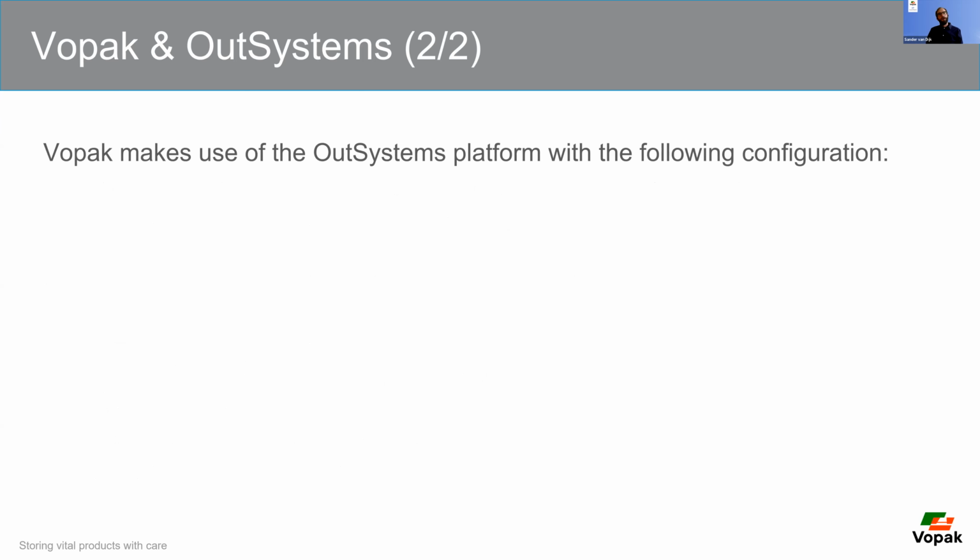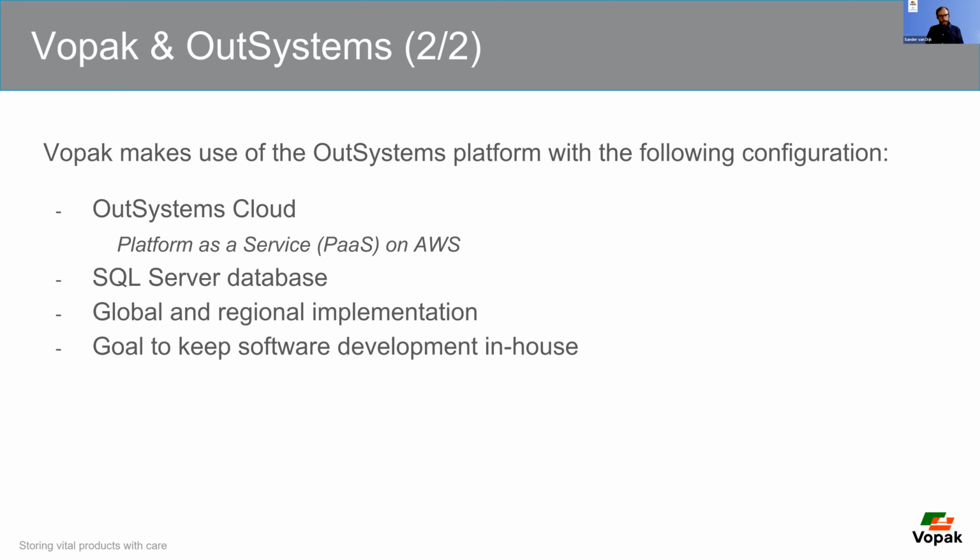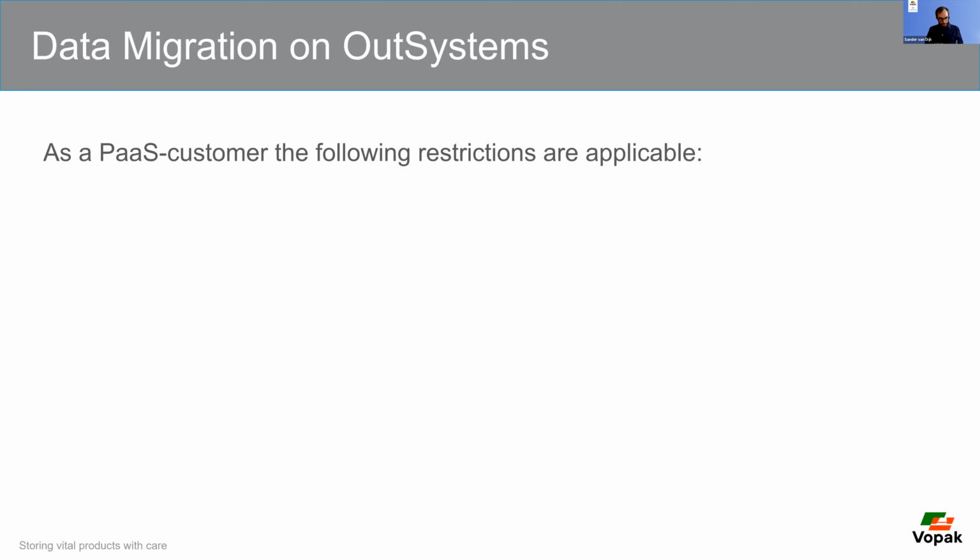If we look at our OutSystems platform within Vopak, it's good to know we're an OutSystems cloud customer, so we're basically on platform as a service on AWS. We're using SQL Server databases. We have a global and regional implementation, so we're using the AWS data centers in Ireland, but also in the Americas and the Asia region. That's because we want to be as close to the terminal as possible in order to lower the latency. The main goal is also to keep the software development in-house.